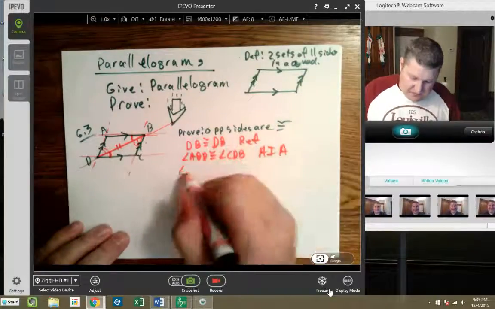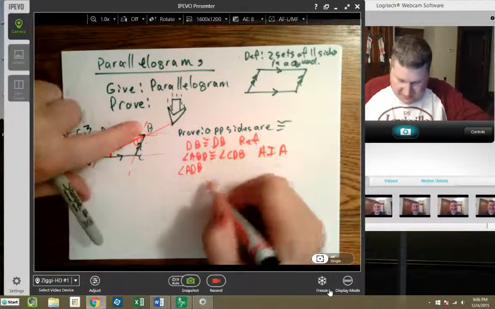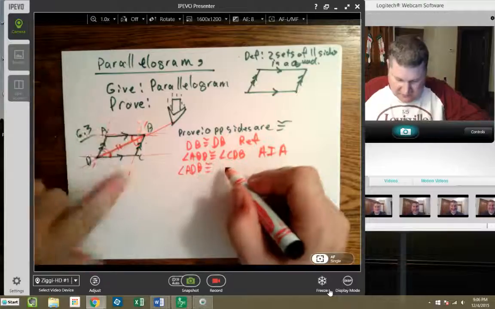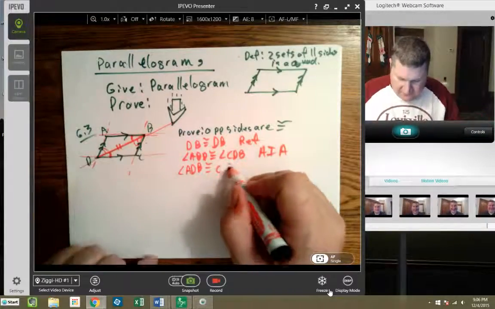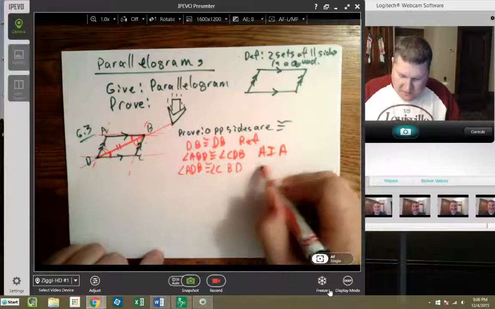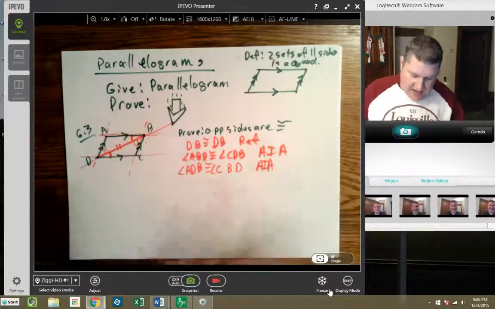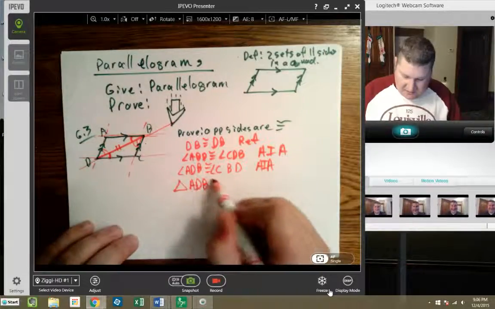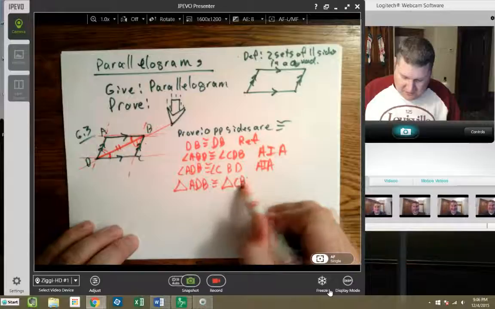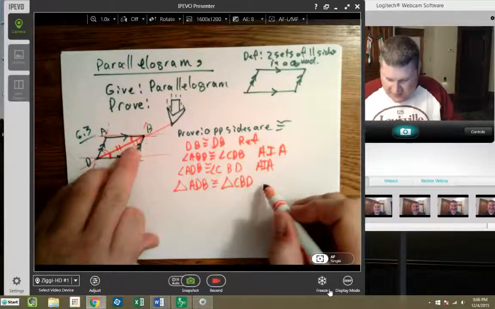So I can say angle ADB is congruent to angle CBD by alternate interior angles. And now I can say triangle ADB is congruent to triangle CBD by angle side angle.